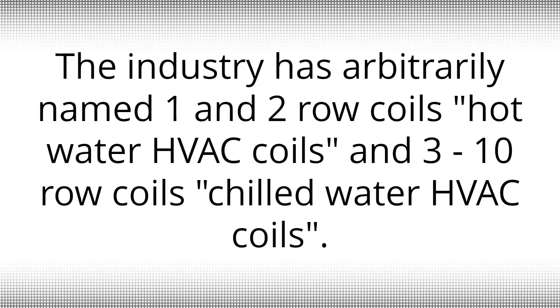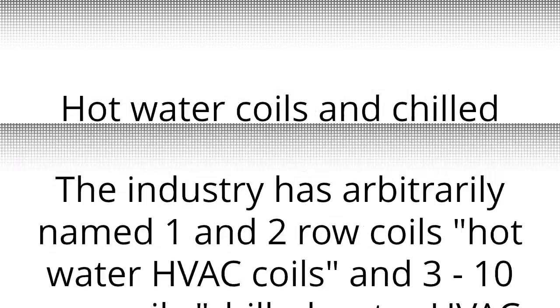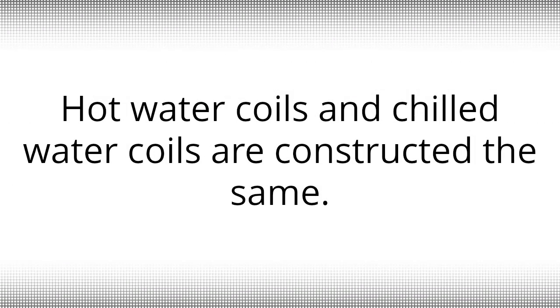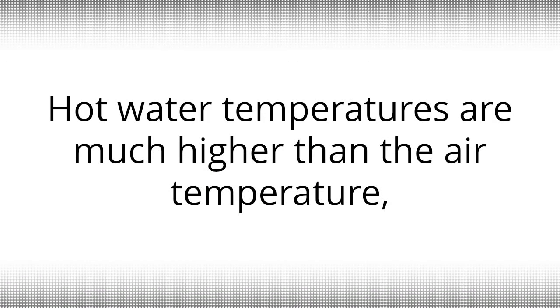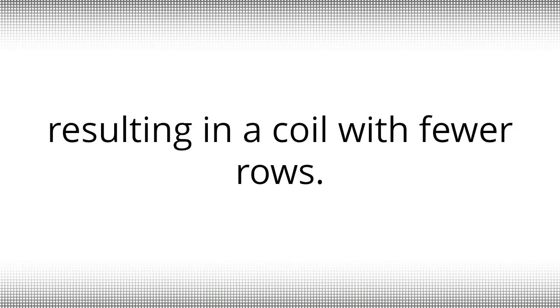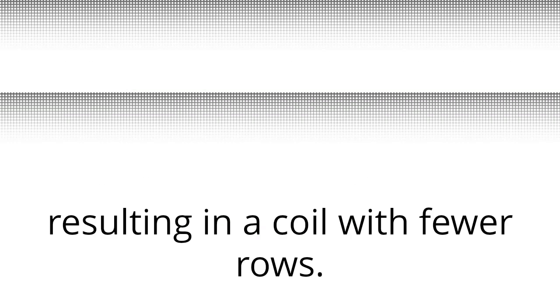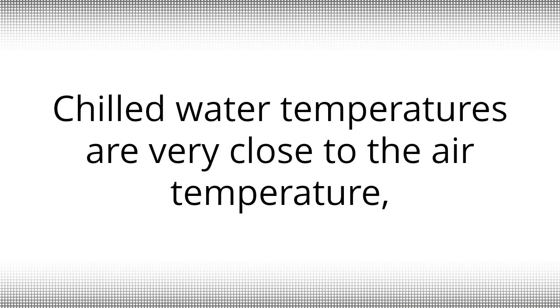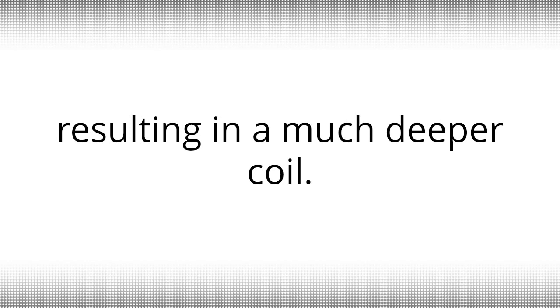The industry has arbitrarily named 1 and 2 row coils hot water HVAC coils and 3 to 10 row coils chilled water HVAC coils. Hot water coils and chilled water coils are constructed the same. Hot water temperatures are much higher than the air temperature, resulting in a coil with fewer rows. Chilled water temperatures are very close to the air temperature, resulting in a much deeper coil.